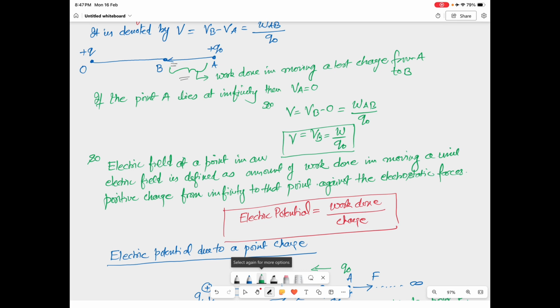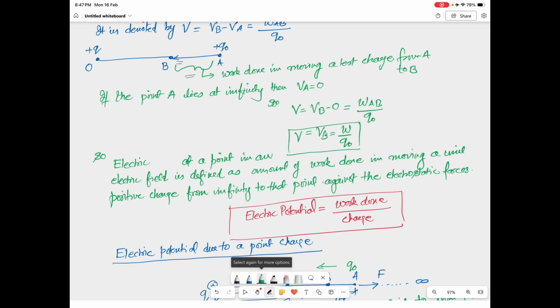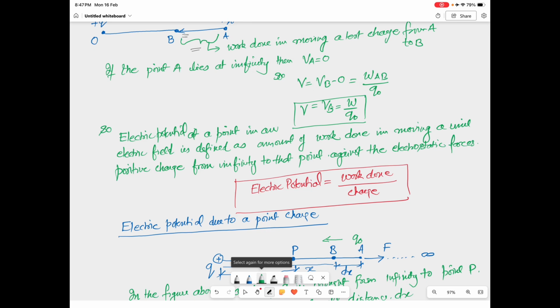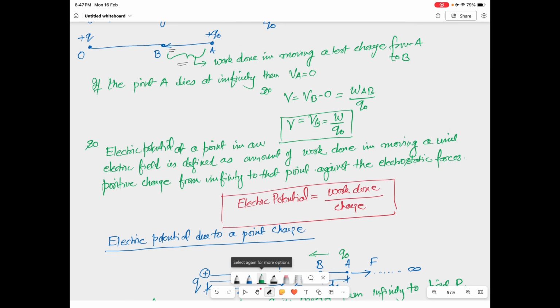Electric potential at a point in an electric field. So I will write here electric, this is wrongly written, electric potential. Electric potential at a point in an electric field is defined as the amount of work done in moving a unit positive charge from infinity to that point against the electrostatic force.